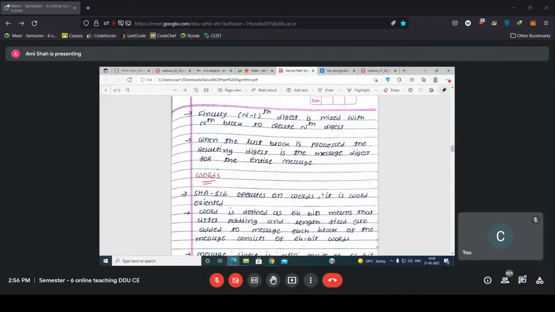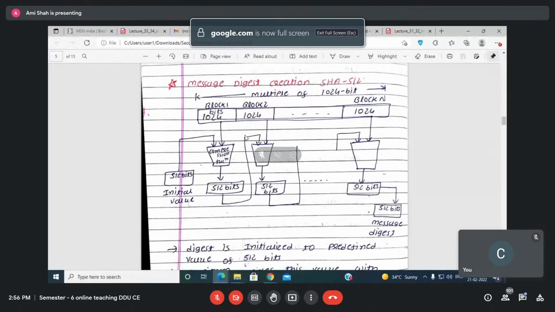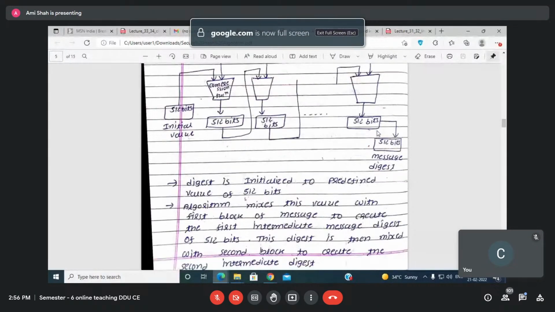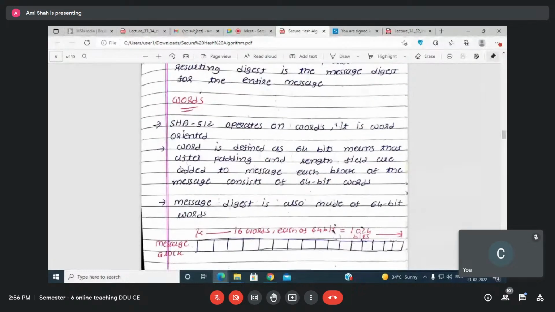Padding and the length field are added to a message, and each block of the message consists of 64-bit words. All of you know that this block consists of 1024 bits. Here it consists of 1024 bits, right? Basically, it is a multiple of 1024 bits. Now read here.